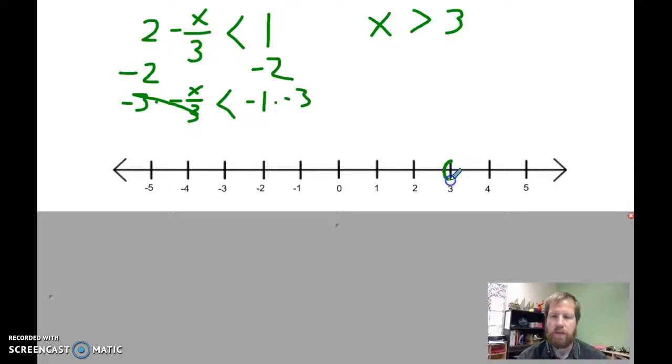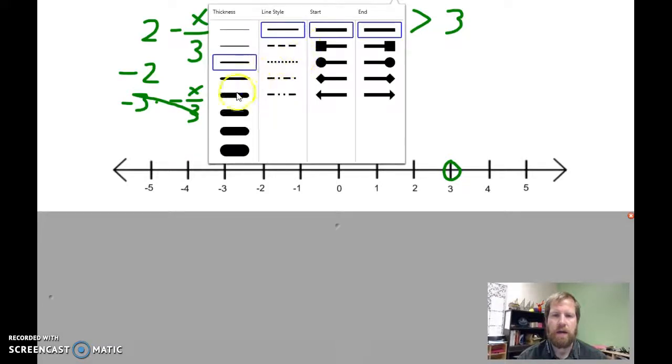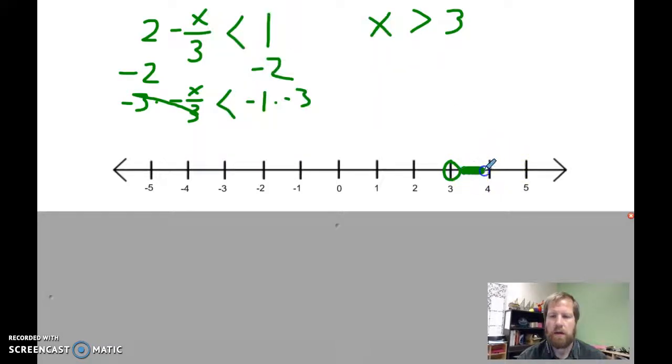So that's going to be an open circle, followed by an arrow going to the right. And we know that because it's a greater than, and also because our variable's on the left, and our sign is pointed to the right, so our arrow is going to point to the right.